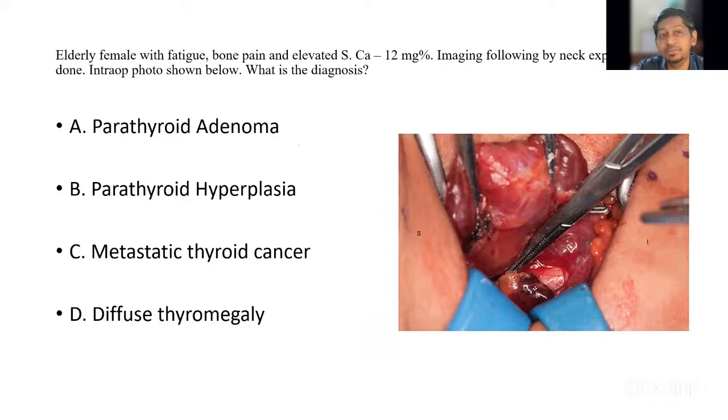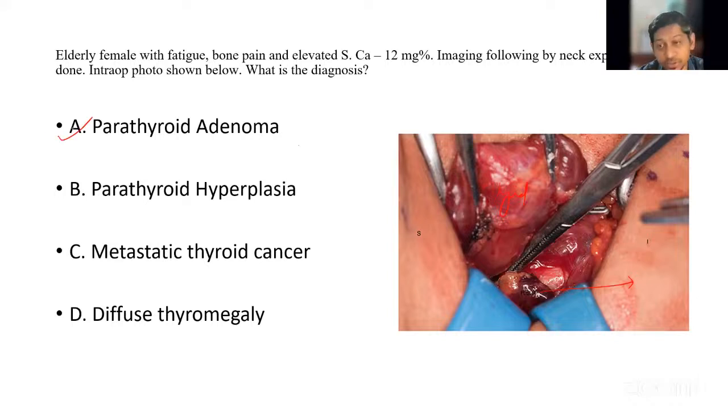Okay, elderly female with fatigue, bone pain, elevated calcium levels, 12 mg%. Imaging was followed by neck exploration. Intraoperative photo shown below. What is the diagnosis? So we look here. This is the thyroid, and you can see this abnormal gland here. In this clinical image, you can see only one enlarged gland. So here the answer will be a parathyroid adenoma.